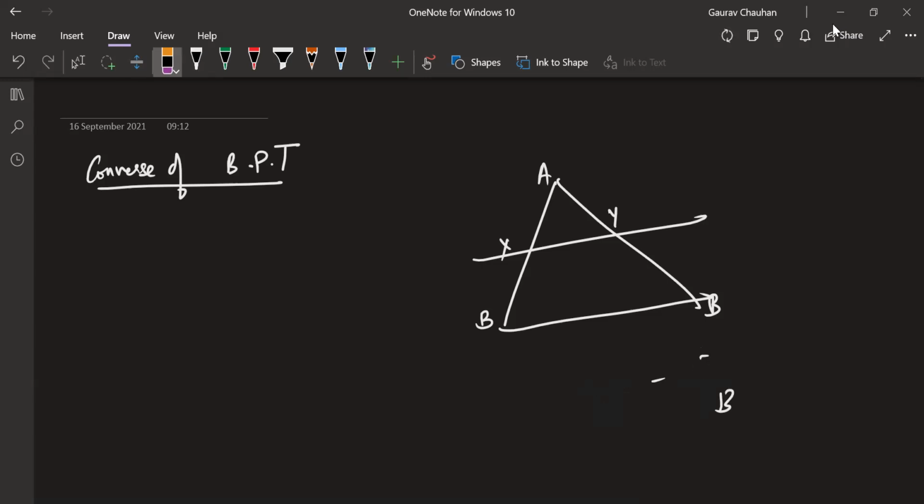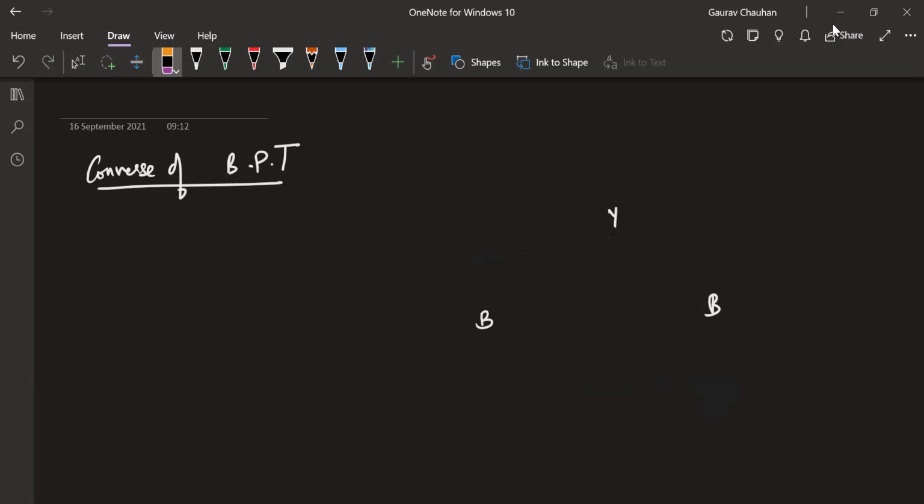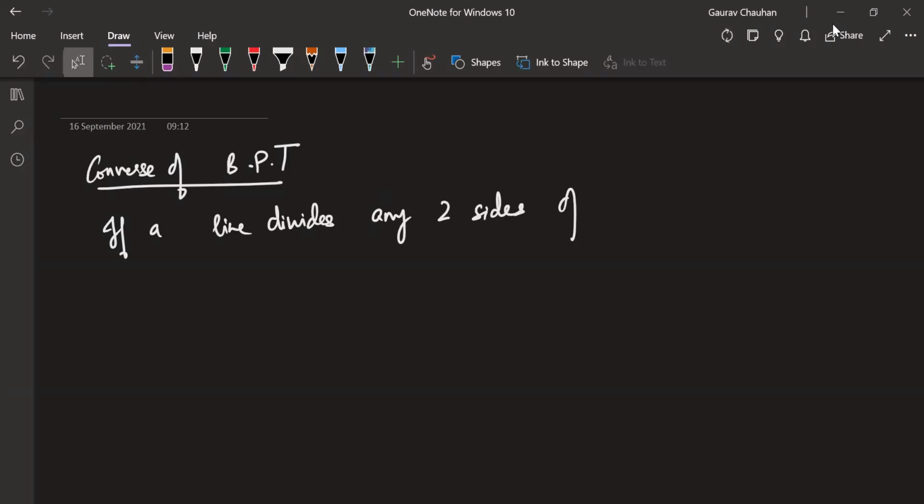So if we were to write it in words, we're going to write: if a line divides any two sides of a triangle in the same ratio. This is our given part. If a line divides any two sides of a triangle in the same ratio, then what will be our to prove part, or our conclusion part?